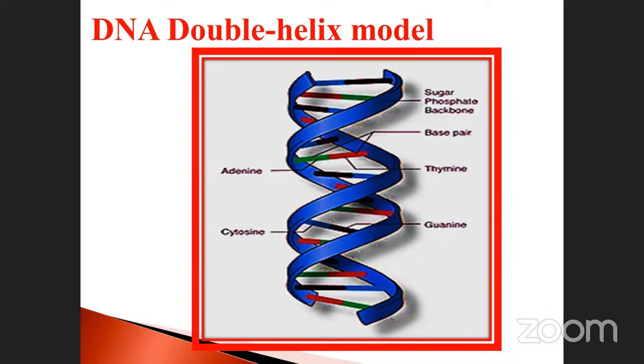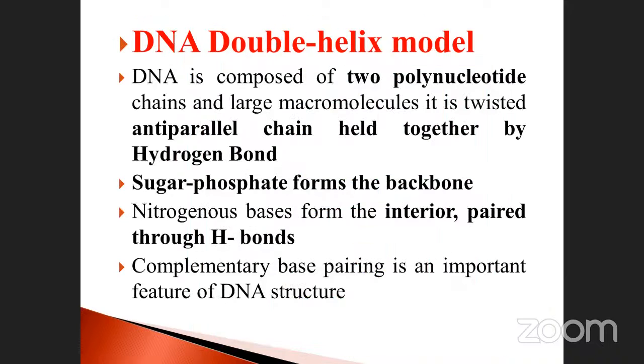See here, the DNA double helical model. DNA is composed of two polynucleotide chains, with a 5' end and a 3' end. They are anti-parallel to each other, so the opposite strand is 3' and 5'. These are large macromolecules, twisted anti-parallel chains held together by which bond? Hydrogen bond. Why is it a hydrogen bond?